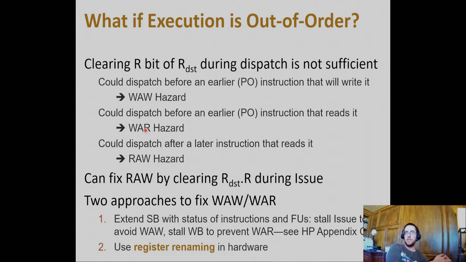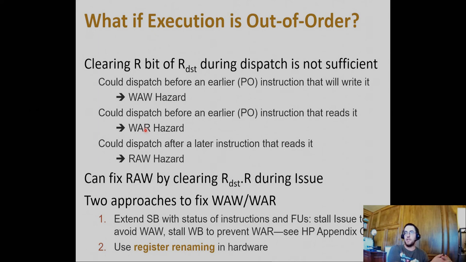And it introduces these write after write and write after read hazards. So there's a couple of different ways to deal with those. One way is to modify the scoreboard to add instruction status bits and functional unit status bits, so we can keep track of the state of different instructions and the state of different functional units.